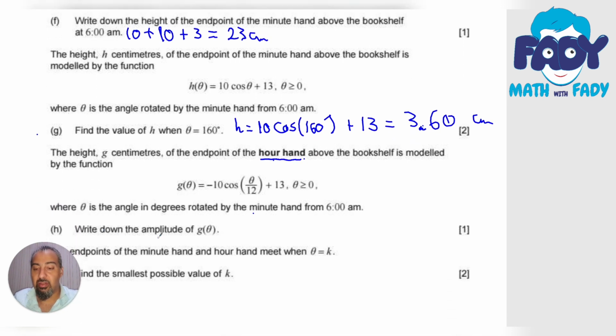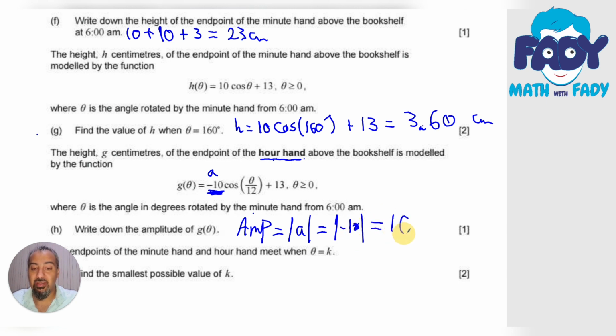H, write down the amplitude of g of theta. So we know that for a cosine function in this form, the amplitude is the number in front of the cosine. This is what we call A. So amplitude is the absolute value of this A, which means absolute value of -10, which is +10. So this is the amplitude of this function.